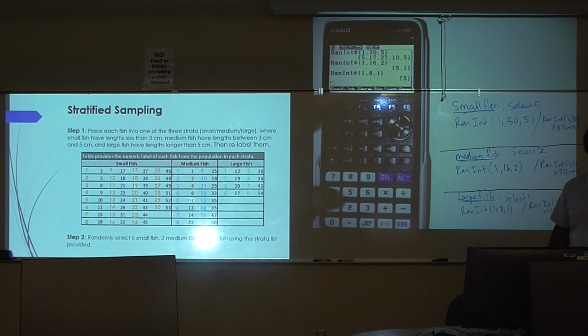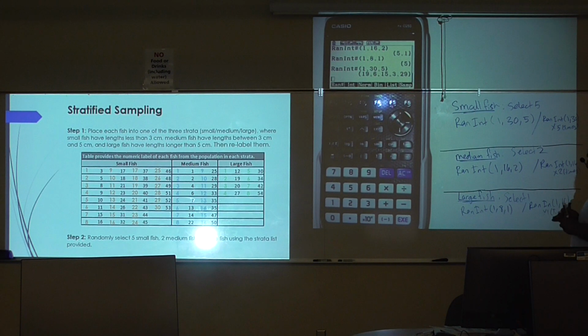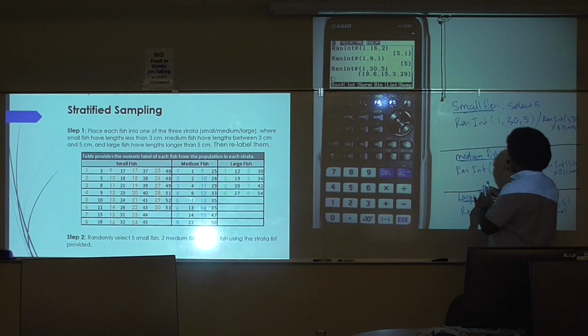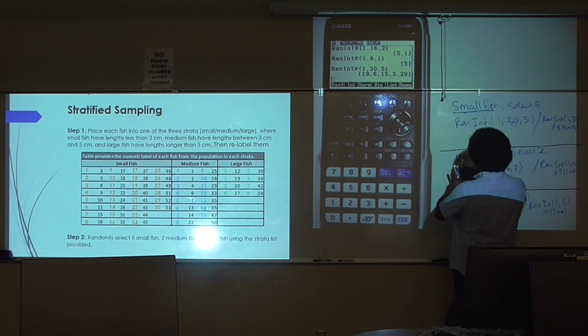First thing, I'm going to go to probability, randInt, and then 1, comma 30, comma 5, parentheses. Looking over here, nothing repeated. So I'm going to go ahead and put them on here. What we have is 19, 6, 15, 3, and 29.